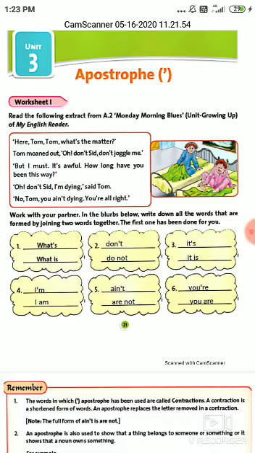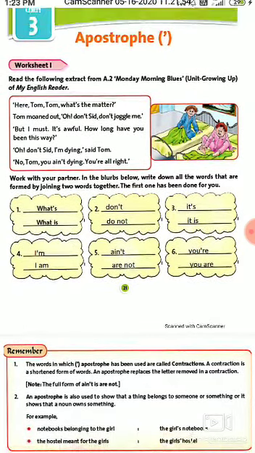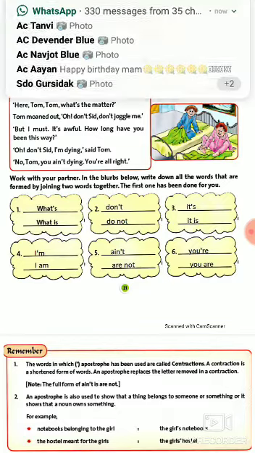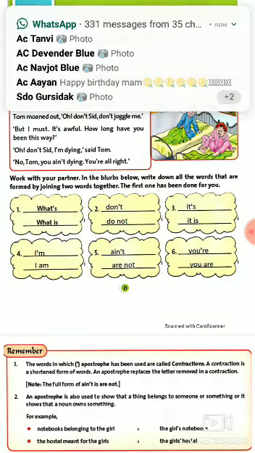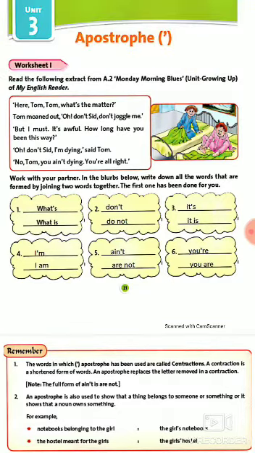You are all right. So, if we see this extract carefully, we can see some shortened forms of words like what's, don't, it's, I'm, and you're. All these shortened forms of words are known as contractions. So, they are shortened forms of some other words.